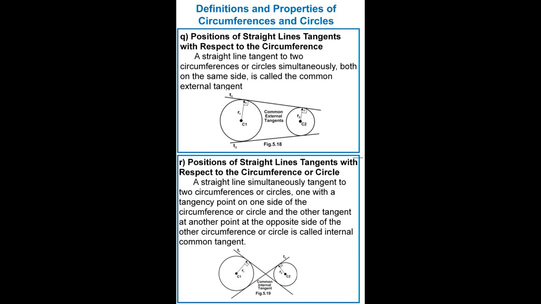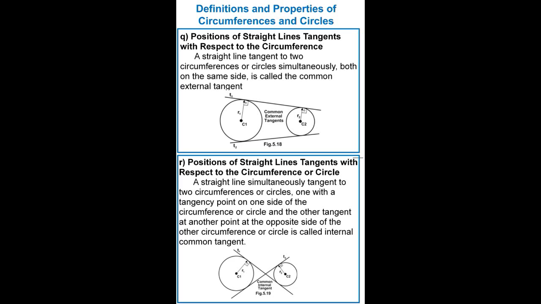This slide shows the possible positions of tangent lines with respect to two non-tangent and two non-secant circumferences. Figure 5.18 shows two non-secant and non-tangent circumferences, which have two outer tangent lines common to the two circumferences. That is, the two tangent straight lines are tangent on the same side of the two circumferences. These tangents are called external common tangents.